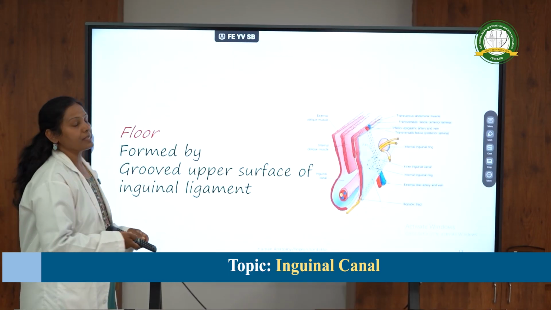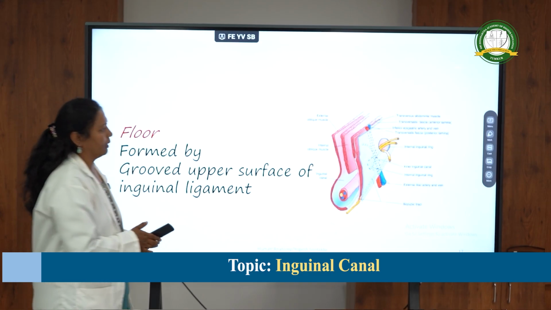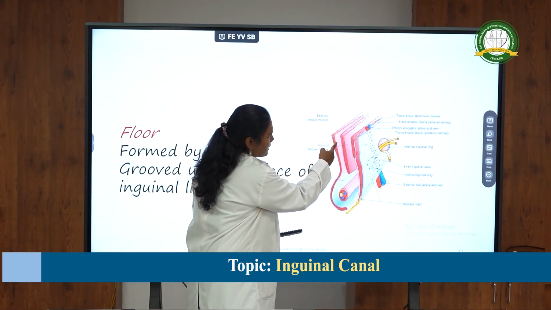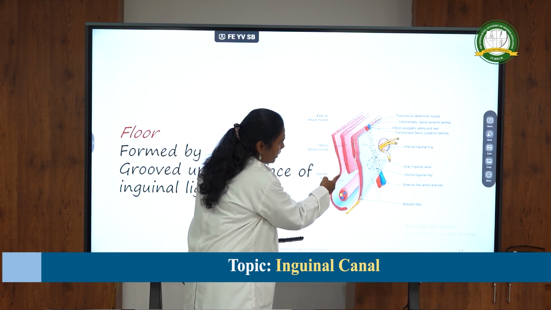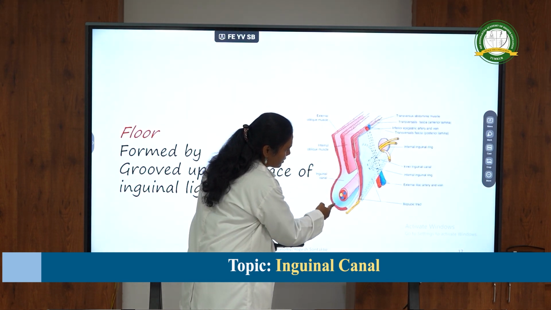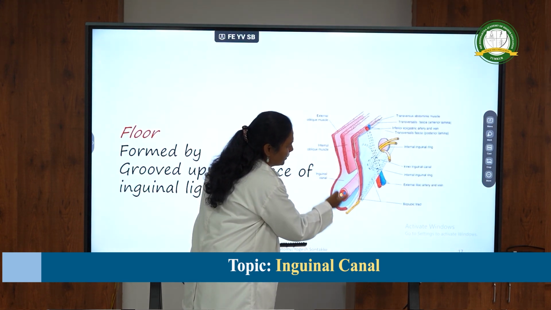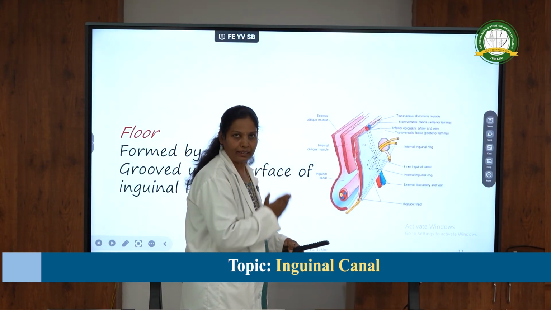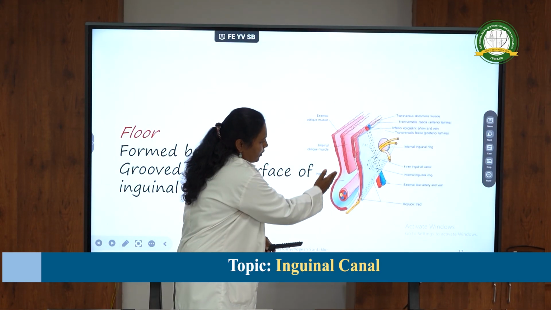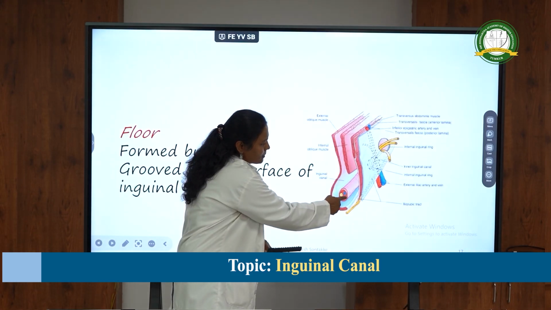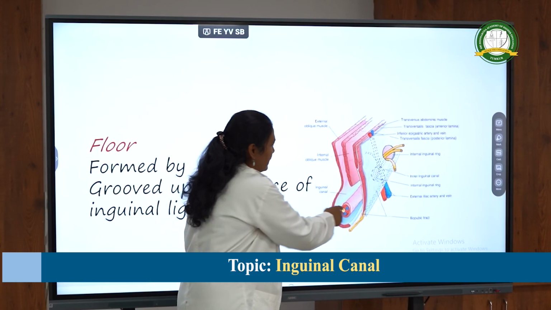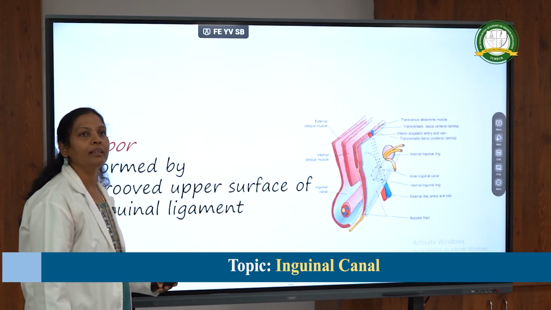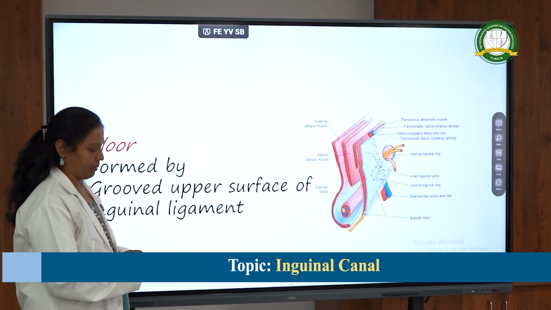Which structure forms the floor of the inguinal canal? As I already mentioned, it is the external oblique abdominis muscle. The lower border of its aponeurosis is folded backwards on itself and thickened to form the inguinal ligament. When it folds backwards, it forms the grooved surface here. So this upper grooved surface of the inguinal ligament forms the floor of the inguinal canal.